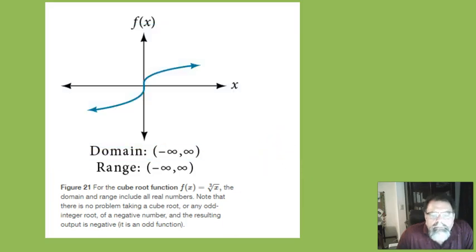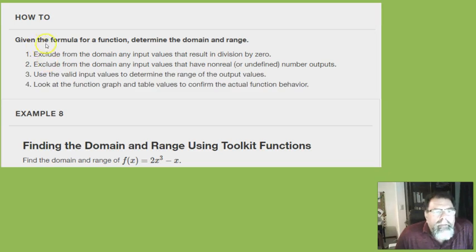So given the formula for a function, determine the domain and range. Exclude from the domain any input values that result in division by 0. Exclude from the domain any input values that have non-real or undefined number outputs. So anything that's not real or you get undefined, you got to exclude it. Use the valid input values to determine the range of the output values. Look at the function graph and table values to confirm actual function behavior.